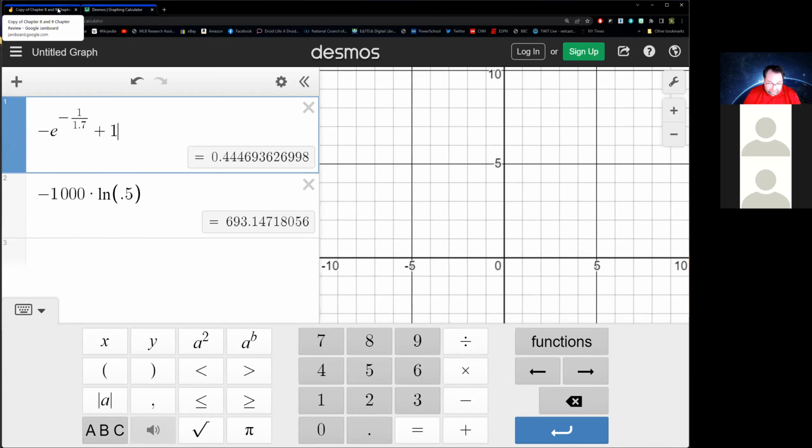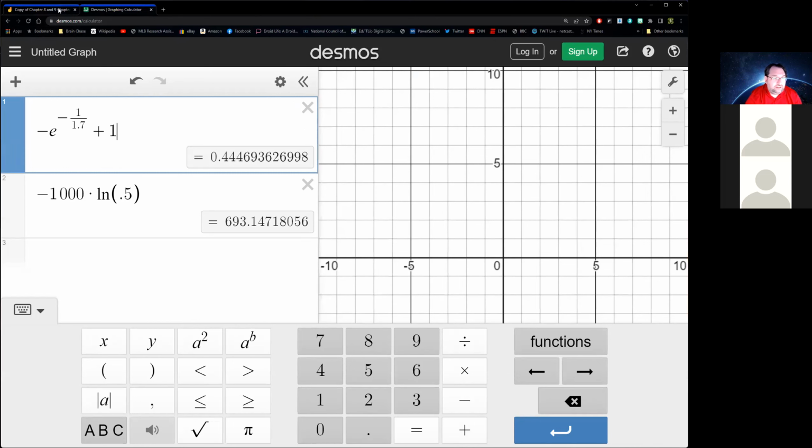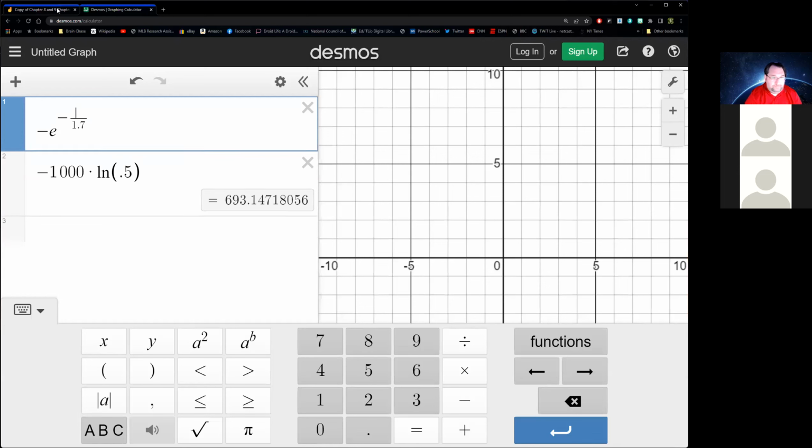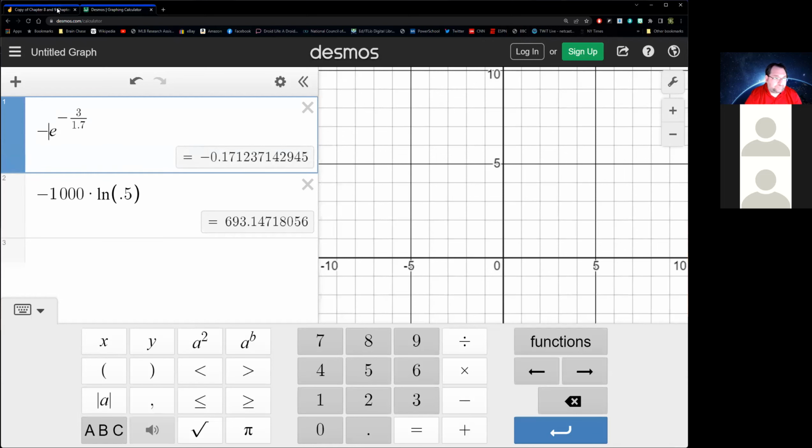And then the next one, the infinity one's going to go to 0. So it's just 3 seconds. Then it's the positive version of it. So 0.171.